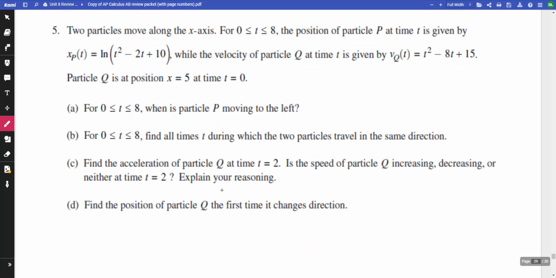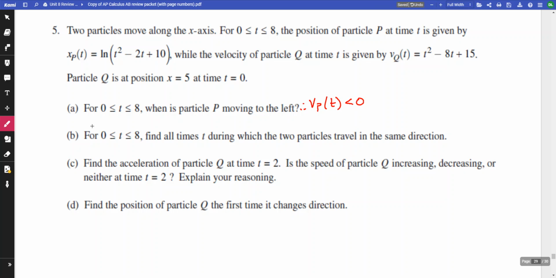Okay, so let's look at a free response question without a calculator here. Two particles move along the x-axis, and we know the position of the particle. We have particle P, and we have particle Q. We know the position of P, we know the velocity of Q. So we want to know for part A, when is the particle moving to the left? Therefore, we need to figure out when the velocity of the particle is less than 0.